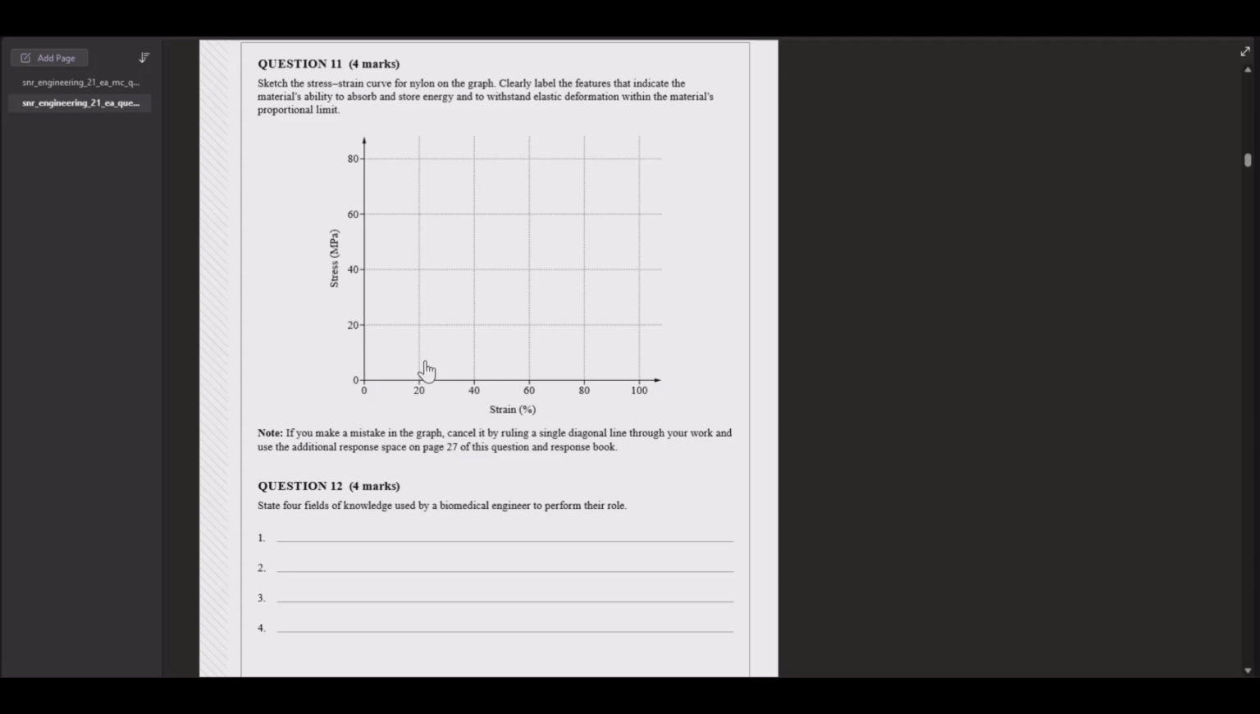Question 11. Sketch a stress strain curve for nylon. So nylon, that is a really tough material with good thermal and chemical resistance. That makes it really good for anything that's going to be abrasive. So wear pads, like plastic elbow pads if you skateboard, are probably going to be made out of nylon, because when it's wearing down you get a lot of heat and a lot of friction, and nylon's really good at absorbing that thermal energy.